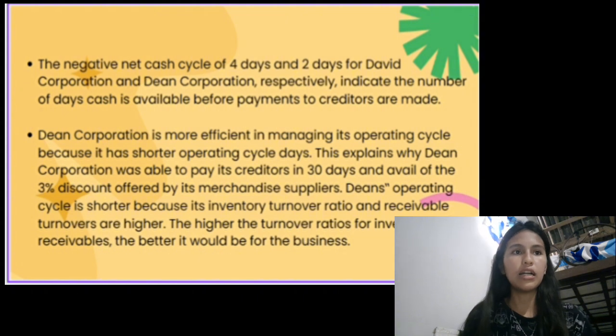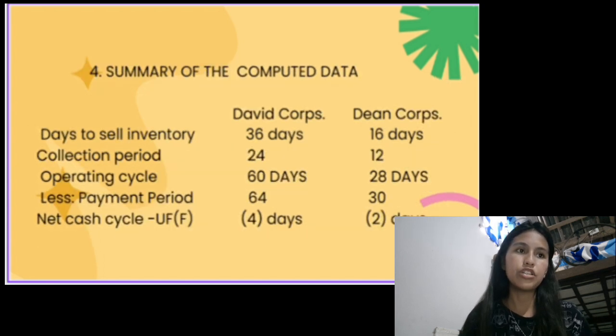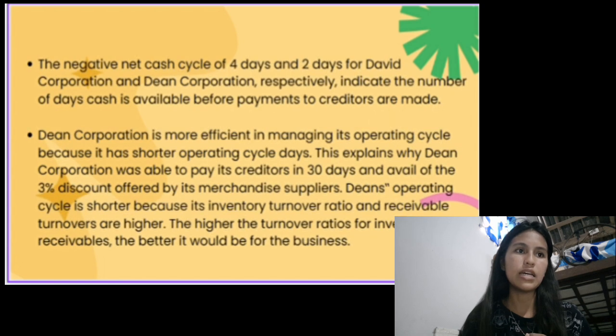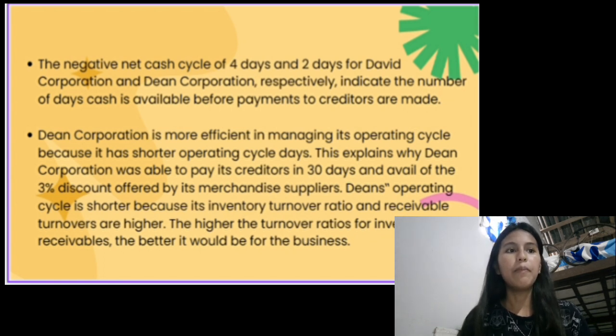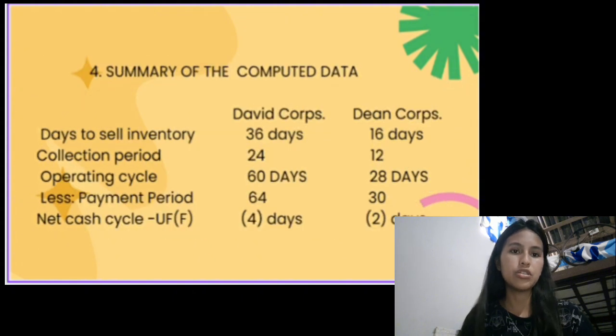So, sinasabi lang dito na nire-represent lang nitong computations kung gaano kaikli mahawakan ng isang corporations yung pera bago magbayad sa creditors. So, dun sa computation natin kanina dito sa summary of the computed data, mas maikli na mahahawakan ni Dean Corporations yung cash bago niya bayaran yung mga creditors.